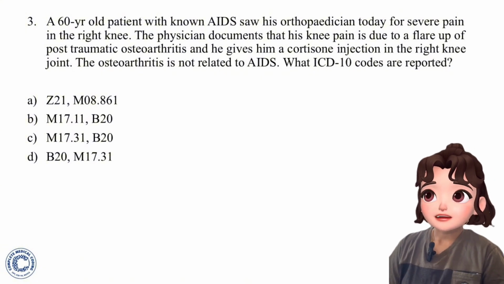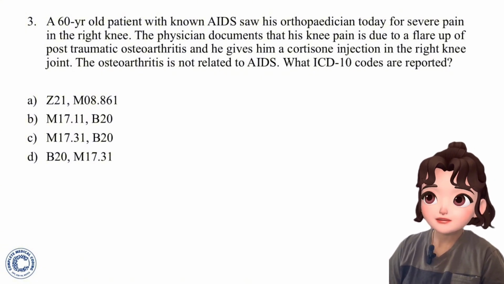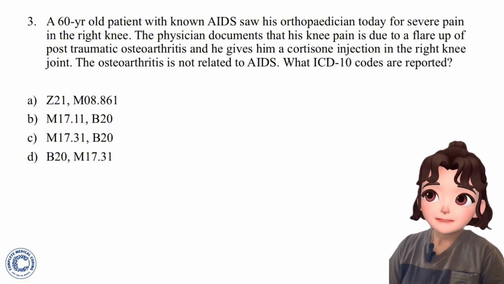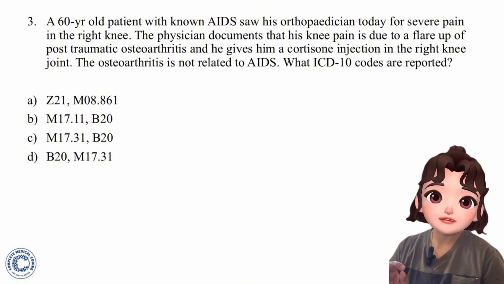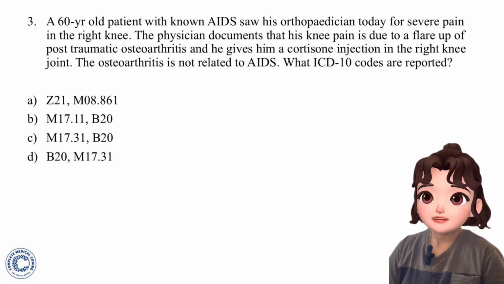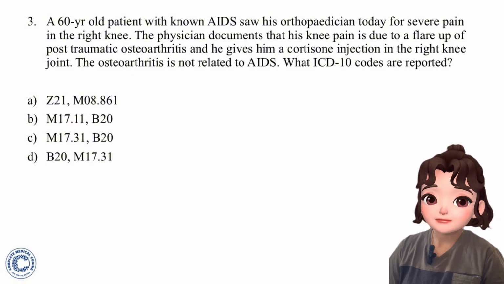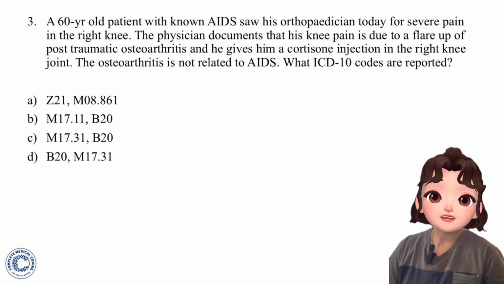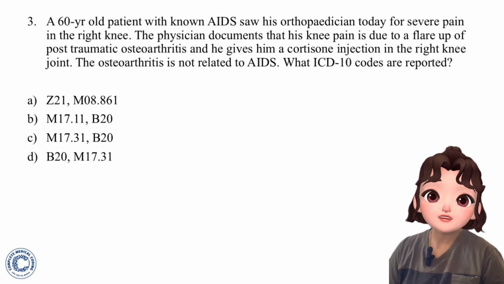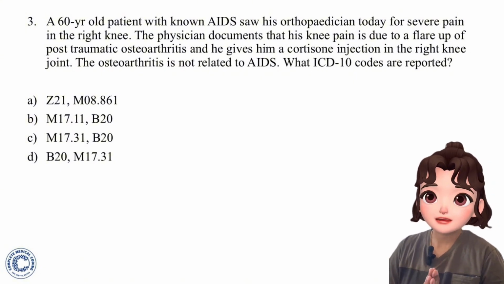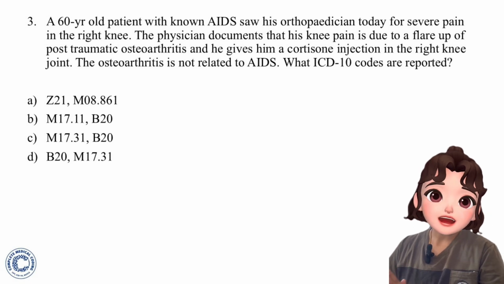Okay, and then he gave him a cortisone injection. Anyway, they have not asked for the procedure. Here, post-traumatic osteoarthritis of right knee is the diagnosis, along with HIV, because an HIV patient will have HIV till his death. So you have to always code for HIV. But since the patient is here not for the HIV, but for the osteoarthritis problem, the knee problem, you have to first code post-traumatic osteoarthritis of right knee along with HIV.